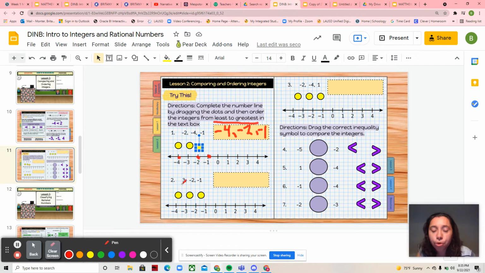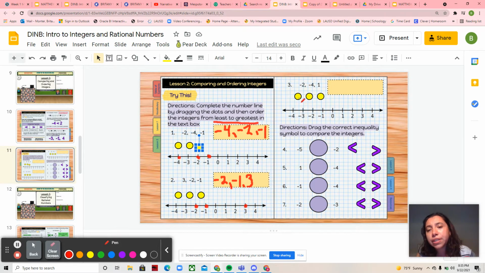Now, if we're doing the ordering for 3, -2, and -1, we would have the 3 as a positive here, the -2 here, and the -1 here. In order from least to greatest, we know that the farthest to the left, the negative, is the least, so it's -2, -1, and +3.